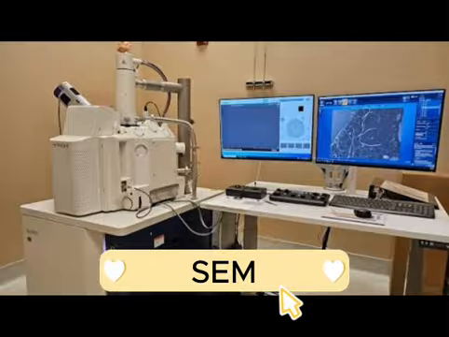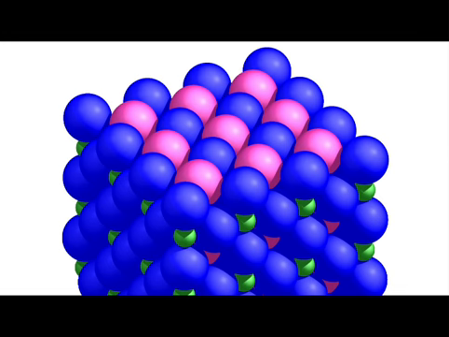First comes the SEM, Scanning Electron Microscopy. It is a microscope that uses electrons instead of light to see a material surface. It gives high-resolution images of a surface shape, texture, particle size and cracks.